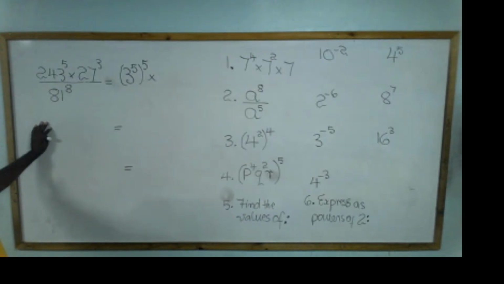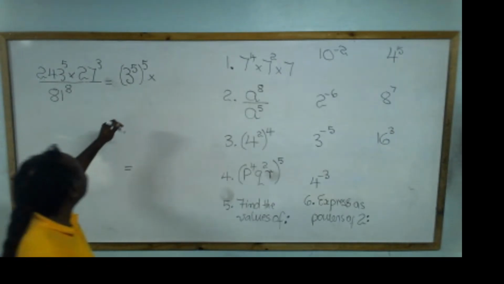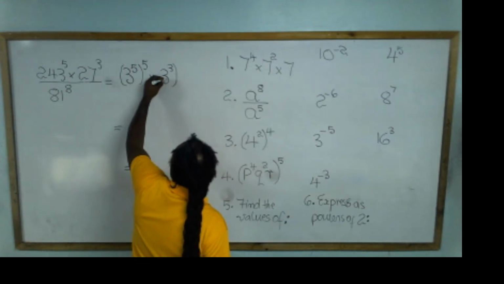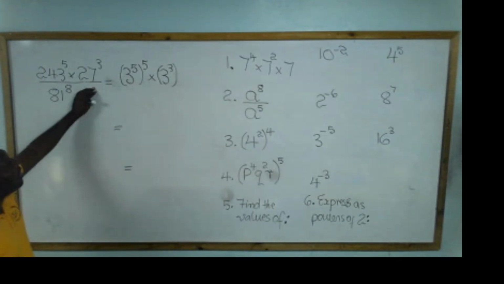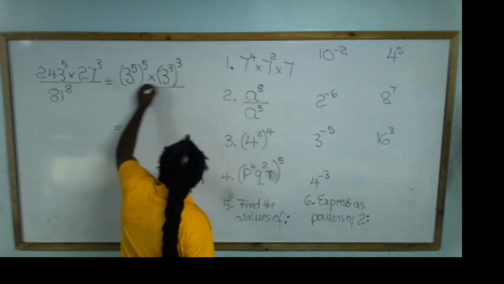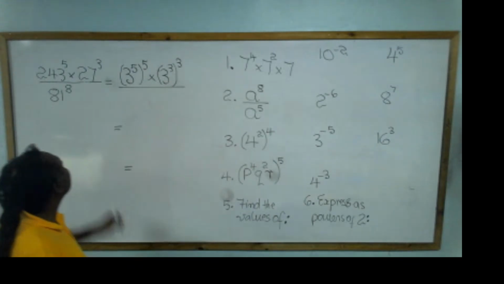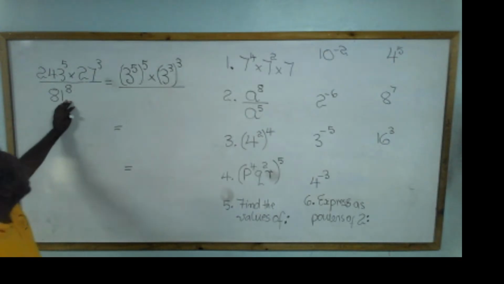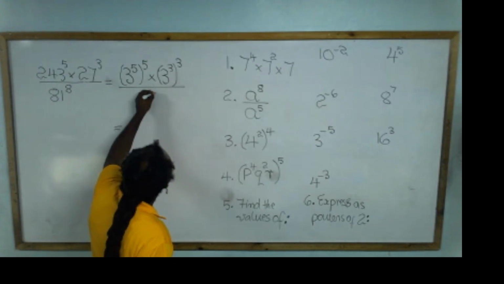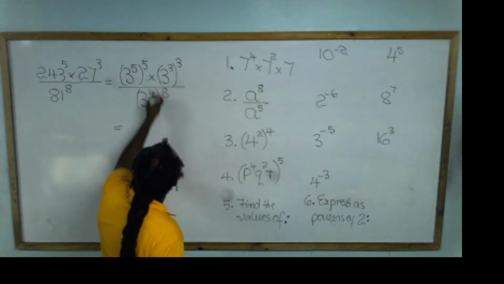Then 27. 27 is also a power of 3. 27 is 3 to the power of 3. And of course, 27 is also raised to the power of 3. So 3 to the power of 3 is 27. And then 27 is raised to the power of 3. Down here, 81 is what? 3 to the power of 4. And of course, 81 is raised to the power of 8.